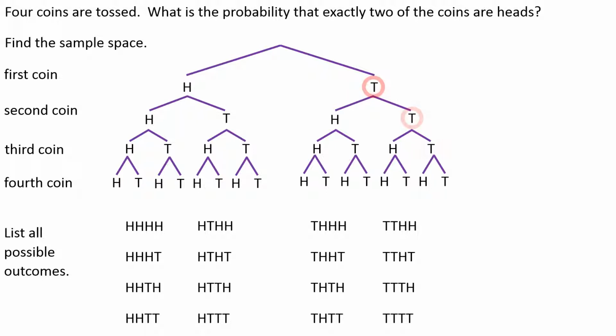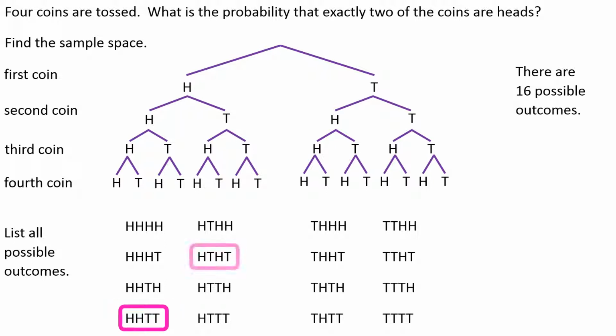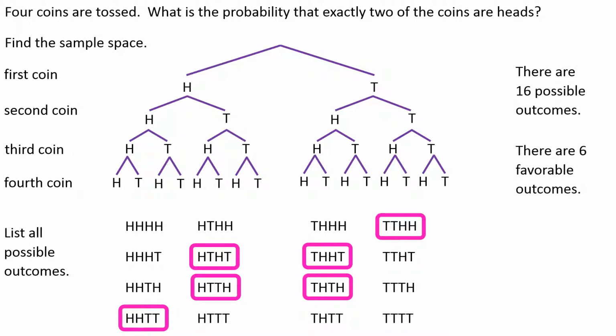And finally, all tails. Okay, so it looks like there's 16 possible outcomes in our sample space. Of course, what are our favorable outcomes going to be? We wanted 2 heads. It looks like there are 6 favorable outcomes out of the 16 possible outcomes.